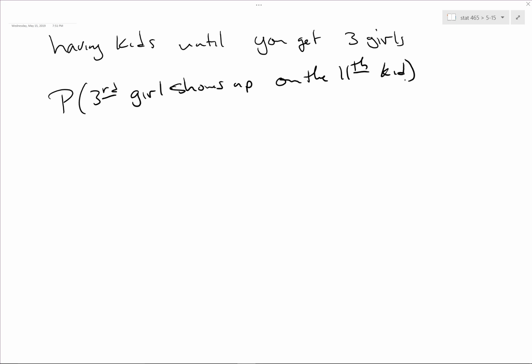Now, what that means is you get boy, girl, boy, whatever. There's 10 children, 2 of them are girls. How many ways can that happen? It can happen this number of ways: 10 choose 2, right? So 0.5 to the 2 times 0.5 to the 8. This is for your first 10 kids.